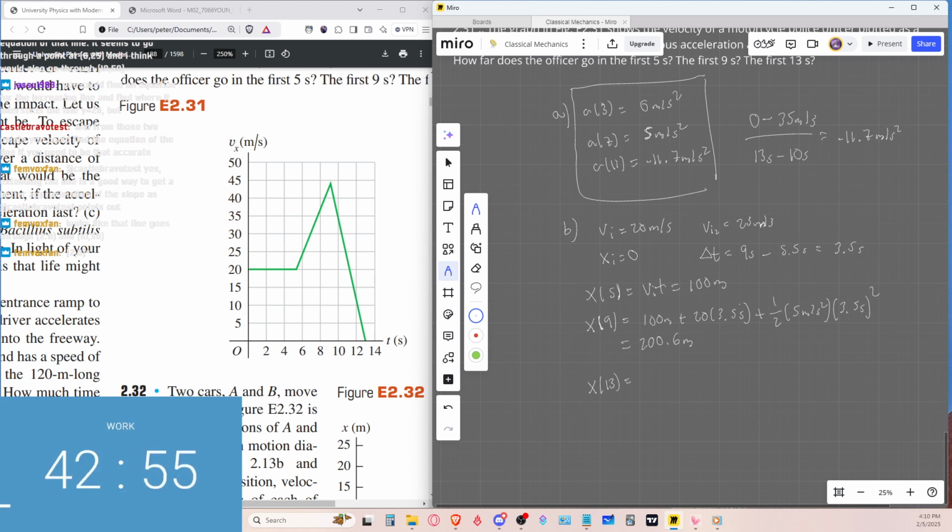Okay. It looks like the line goes through 20 and 10 and 50.